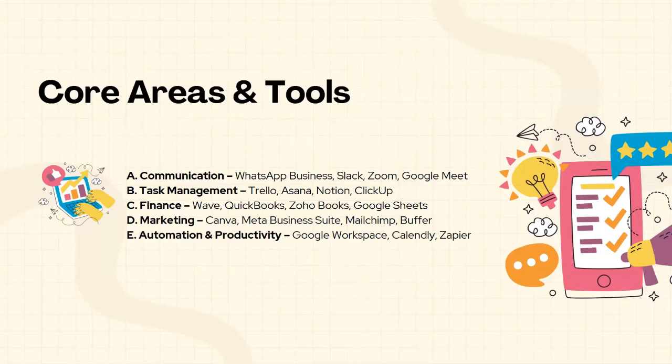For automation and productivity, I'm sorry, I would have done a walkthrough, but I have limited time for this session. So for automation and productivity, there are tools like Zapier and Calendly. I'm sure you've heard about Calendly.